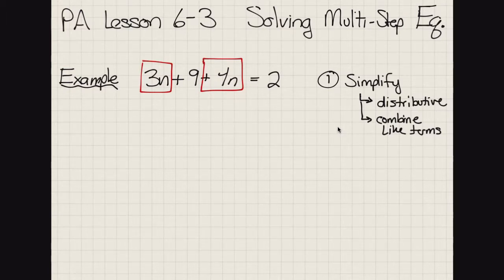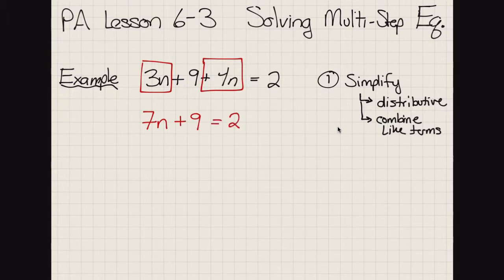3n plus 4n is like saying 3 nickels plus 4 nickels is 7 nickels. So 7n. Carry down the plus 9 because that's what's left over, and this all equals 2. And from here, we can solve this multi-step problem.